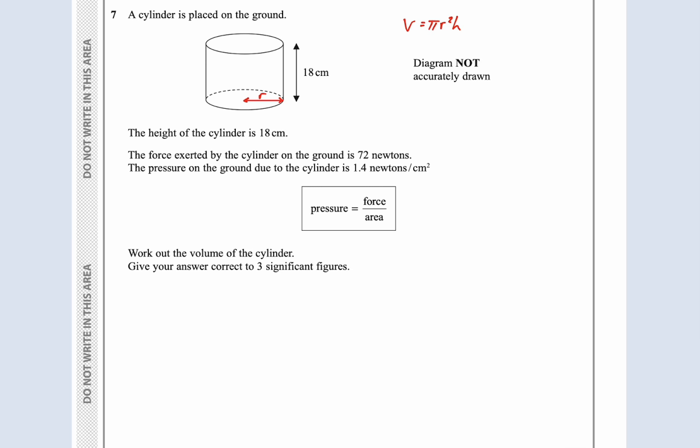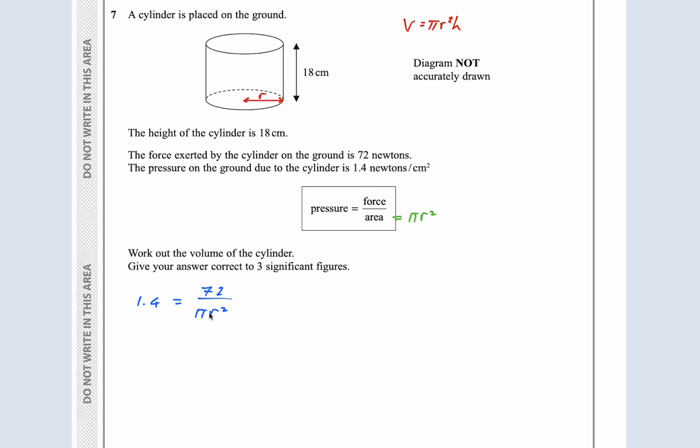Now, obviously, I'm going to use this thing here. The area is equal to pi r squared, because the area is a circle. The circle is what's hitting the ground. So we're given the pressure is 1.4. We're given this formula, we're given the force, it's 72, and it's over the area, and the area is pi r squared. So now we have an equation, and there's only one unknown, which is the radius.